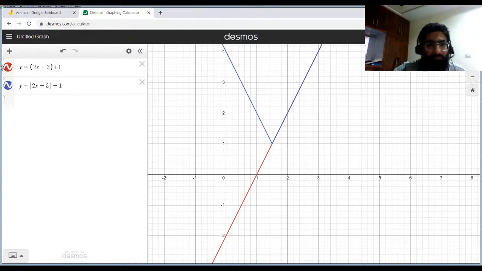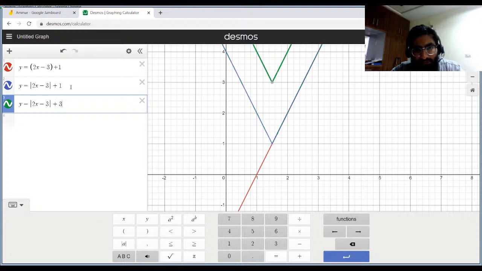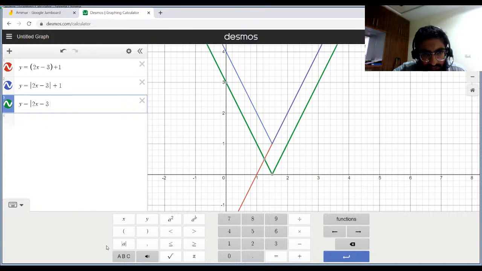If it's inside, it's not going to be the same. Let's draw a third one using plus 3 outside. Yeah, it'll go up 3. And what about minus 1? Is that allowed? Because it's outside the mod. Had it been just the mod, things would have stayed where they were. Oh yep, okay, I get it.